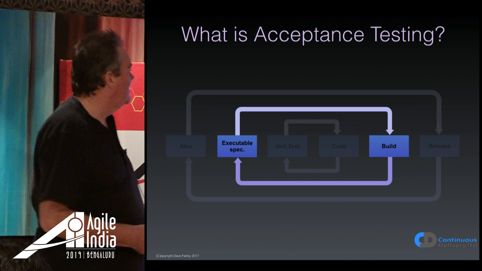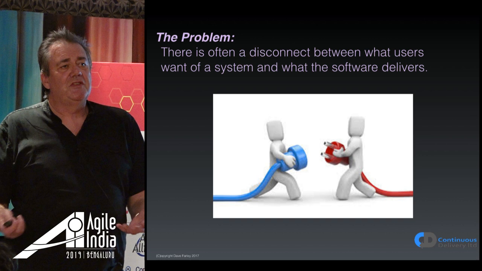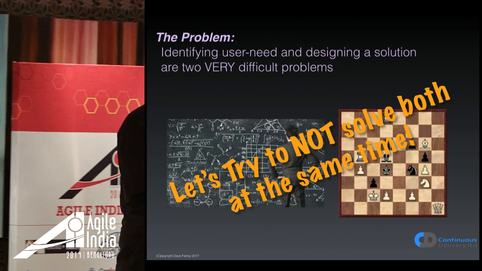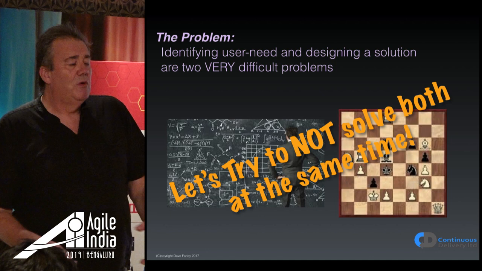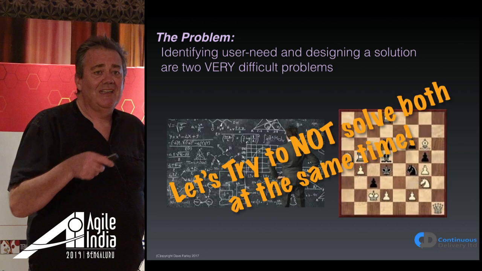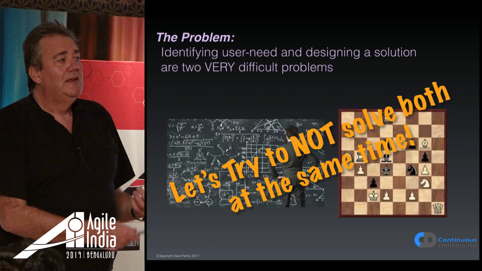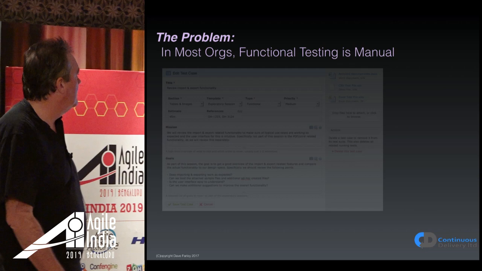So what's the problem? Why is this an issue? I think there's often a disconnect between what users want of the system and what the software delivers, and what we're trying to do is bridge that disconnect. The problem of defining what the software should do is a difficult problem. The problem of defining how the software should do it is a different difficult problem. All too often, in our requirements process and in our testing, we conflate those two ideas together. We want to tease those things apart and treat them as separate activities through our development process, and we'd like our testing strategy to reinforce that thinking and separation. So let's not try to solve both of these really hard problems at the same time. Let's pull them apart and treat them separately.